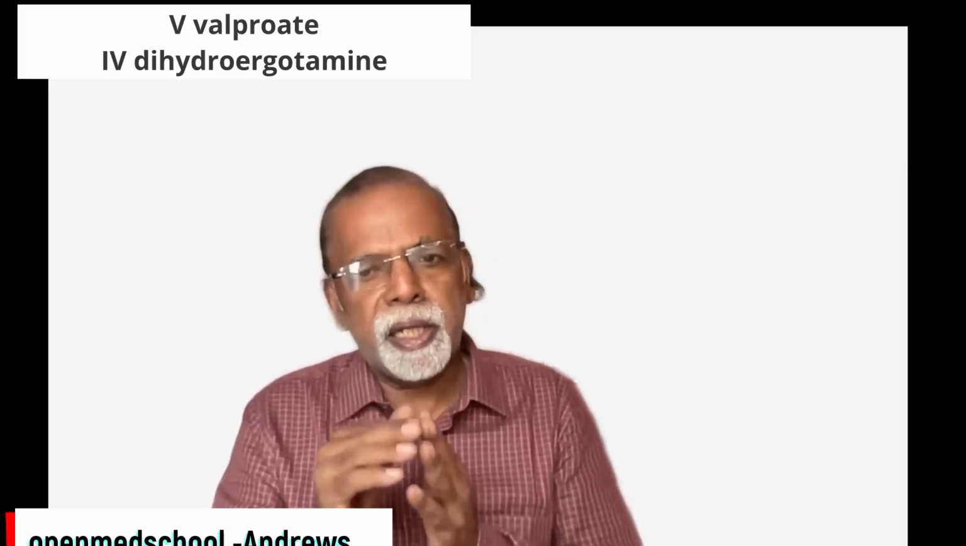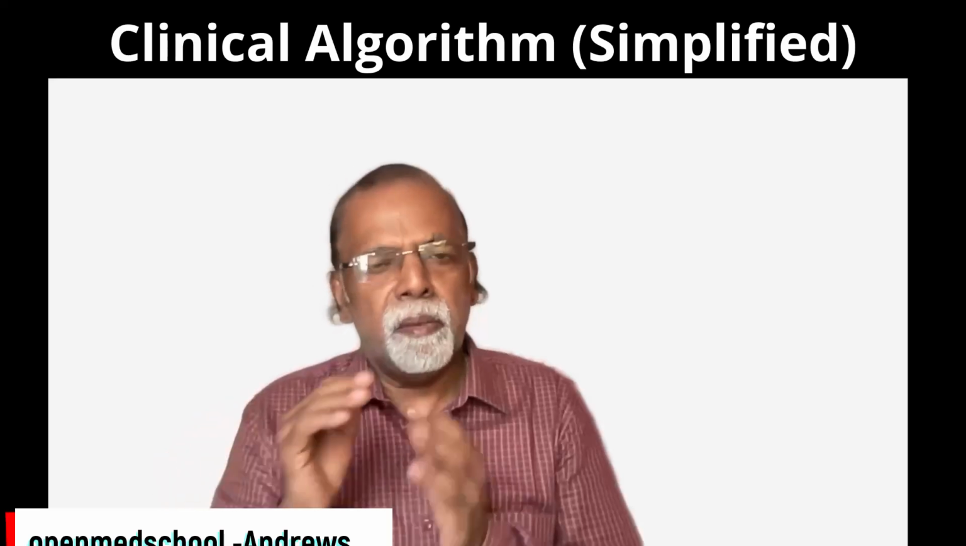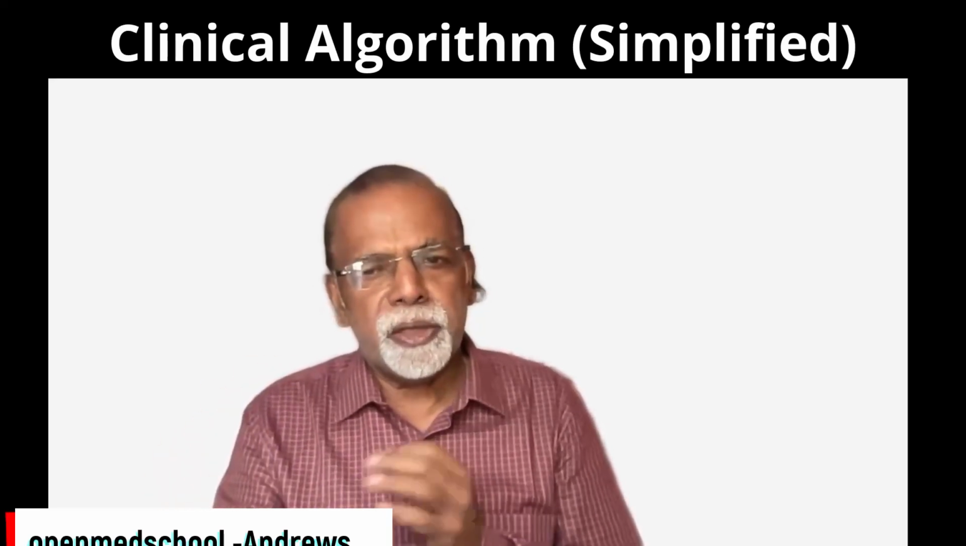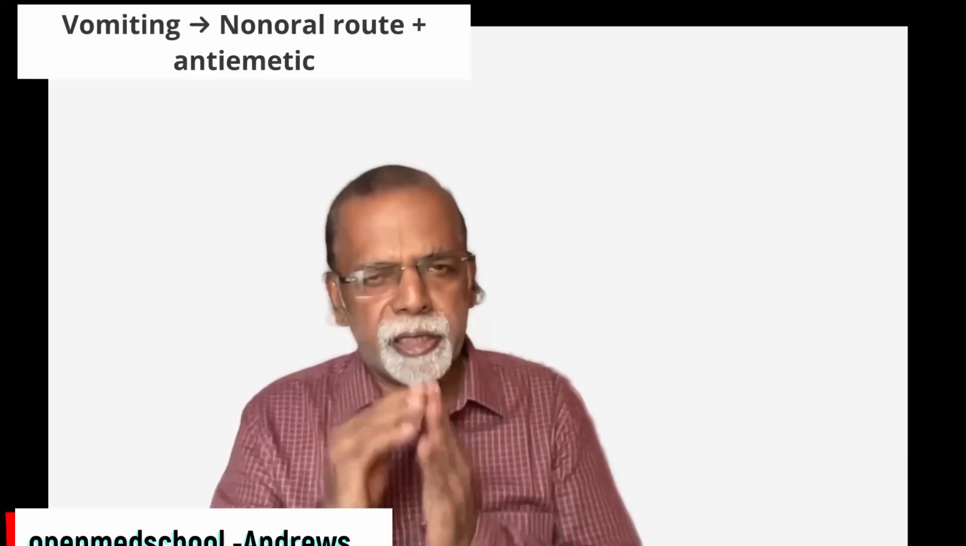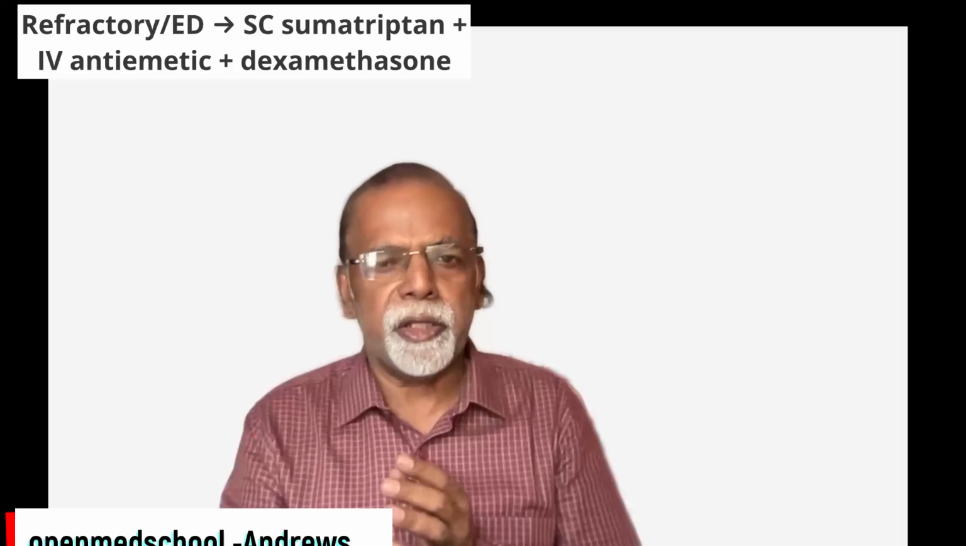So, a simple clinical algorithm: mild, you give NSAIDs; moderate, you give combination triptan plus NSAID. If nausea and vomiting is there, give an additional antiemetic. In refractory cases, you give subcutaneous Sumatriptan, IV antiemetic, dexamethasone, and other alternative treatments like sodium valproate and dihydroergotamine. More than 72 hours, there is status migrainosus, and you go for IV and combination therapy.